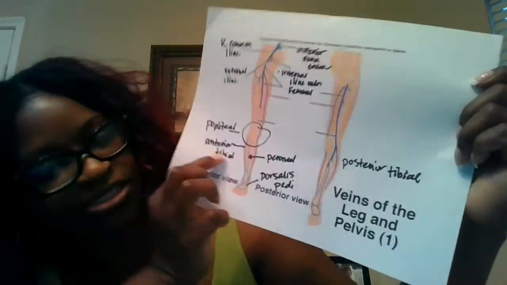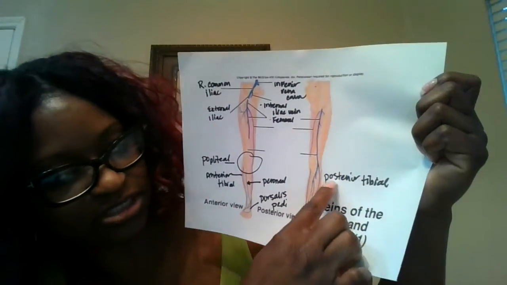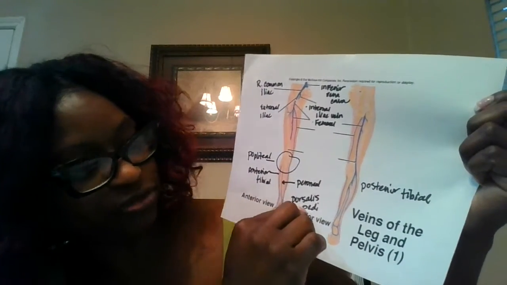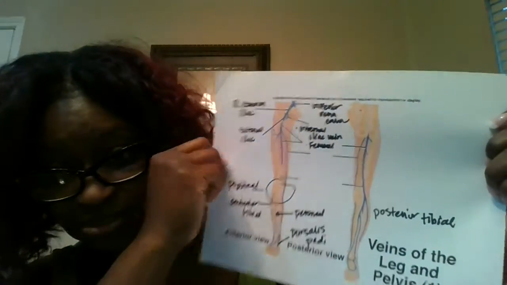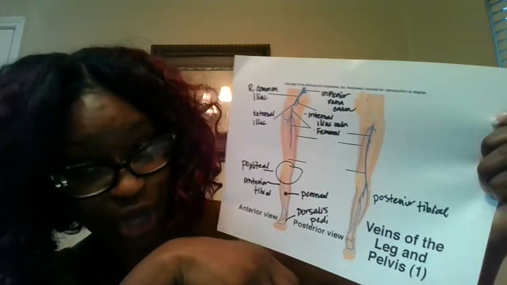You have your anterior tibial, which is your shin. And on this side, you'll see that this is the posterior tibial. You have your peroneal, and then you have your dorsalis pedis, which is your foot. That then goes down to your digital arches, of course, toes.